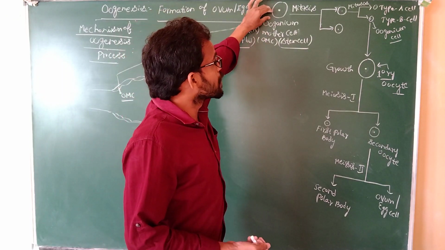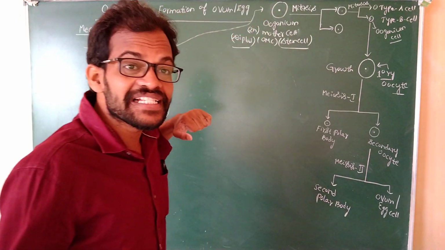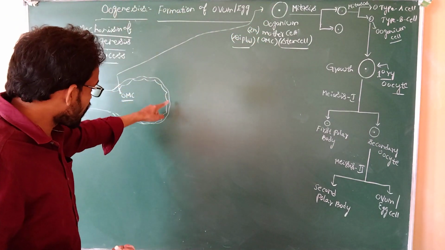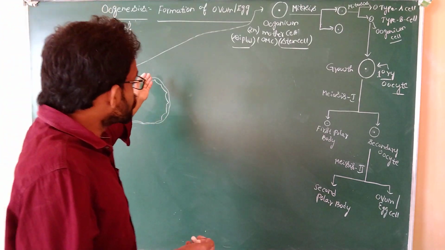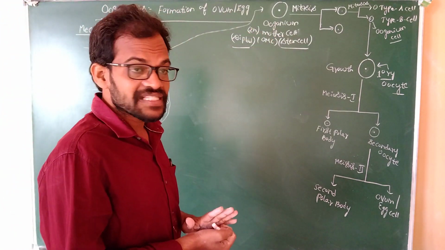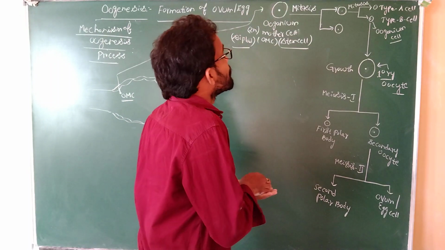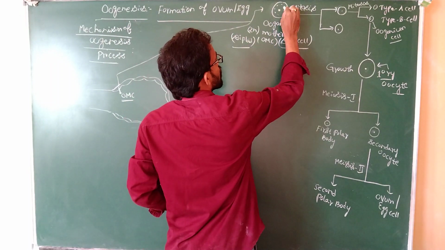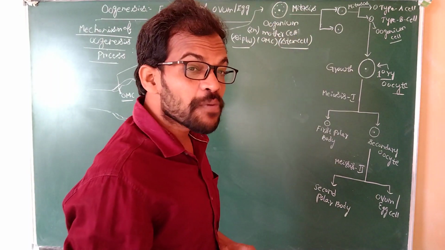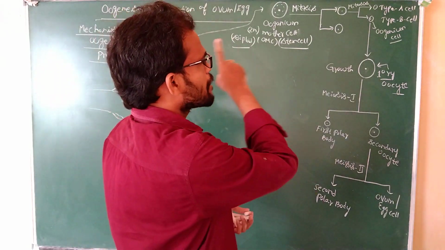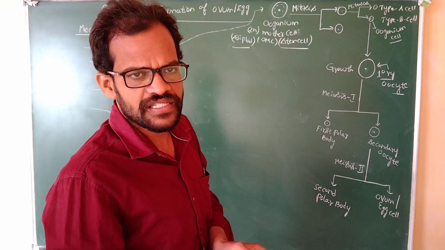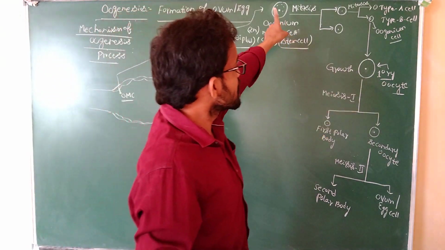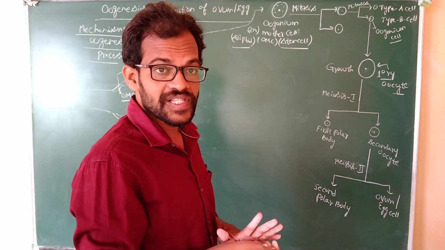First, the oogonium mother cells. These oogonium mother cells are present in the inner lining of the ovary. They are also known as stem cells. They participate in the meiosis process, which means equal division. Millions of cells are produced as they continuously divide.